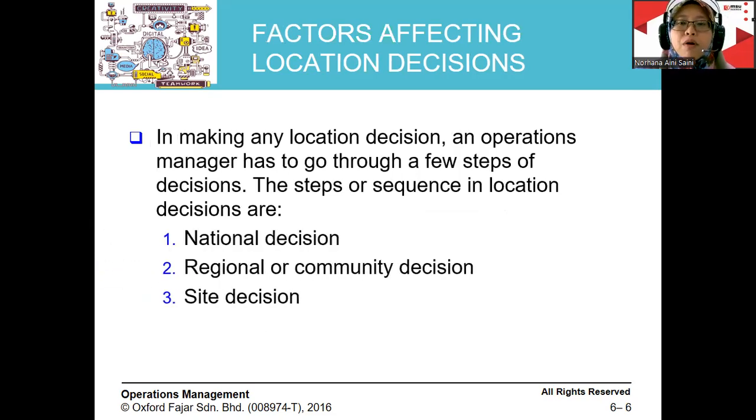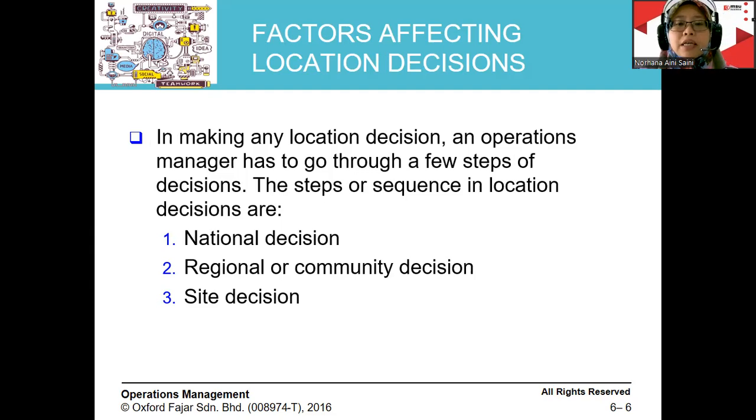Before we go to the factors, in making any location decision, an operations manager has to go through a few steps of decision. They include these three steps. Number one, the national decision, meaning it will be based on government rules. If the government asks that this kind of business must be opened in a certain area, definitely it will be based on the national decision.